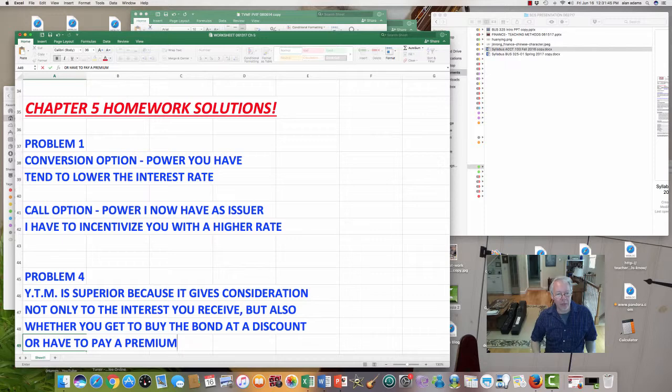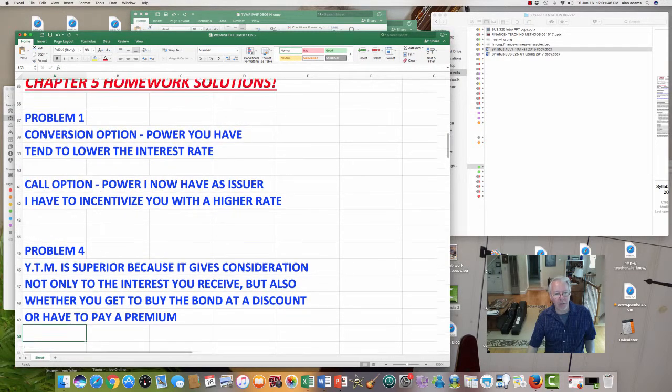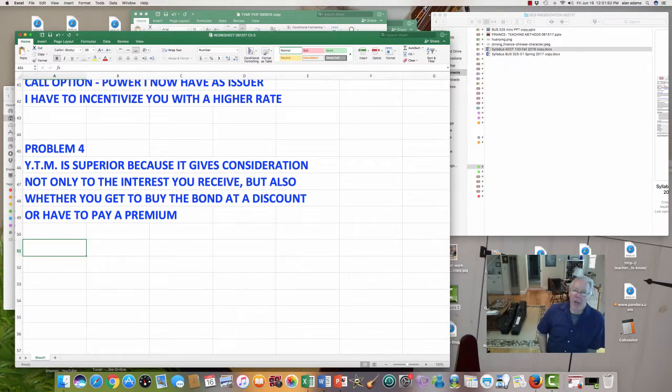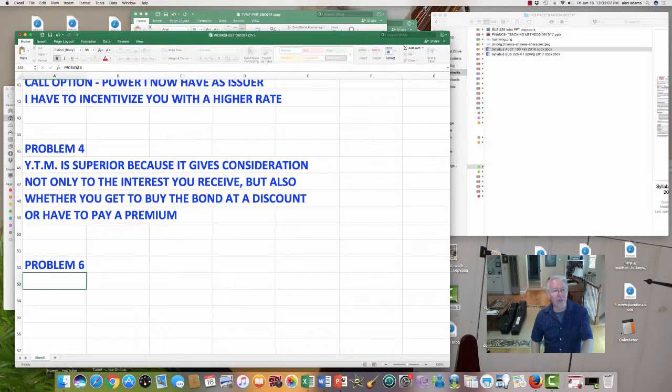So generally speaking, the YTM will be lower than the face rate if you have to pay a premium. It will be higher than the face rate if you get to buy the bond at a discount. Okay, so because it considers all financial aspects, bond investors do consider it to be a superior measurement of your overall yield on a bond. Okay, problem number 6. Okay, study all these carefully for me, because if I mention something in homework, if I give an assignment, that's something we tend to see again.